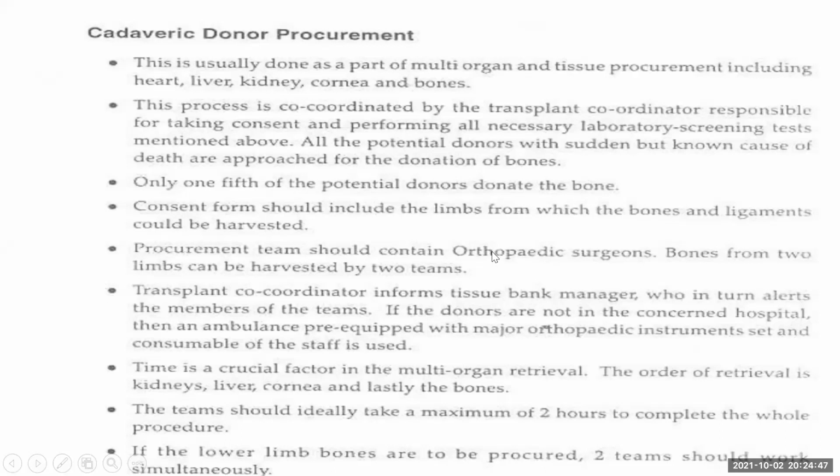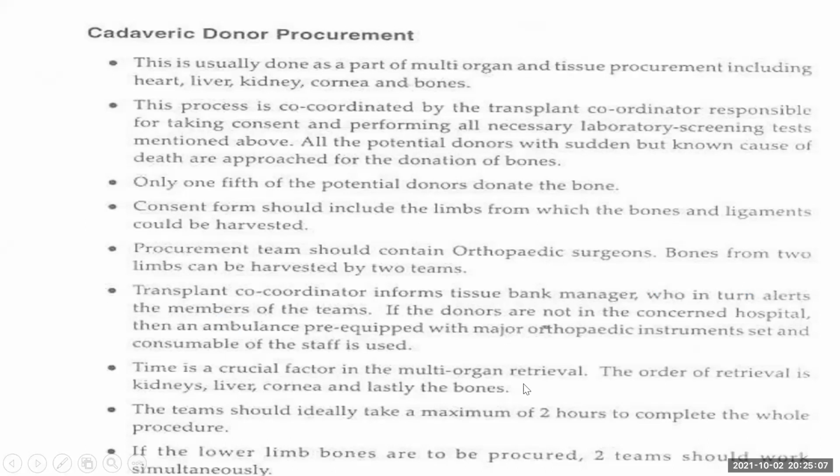The procurement team should contain 2 orthopedic surgeons. Bones from 2 limbs can be harvested by 2 teams. The transplant coordinator informs the tissue bank manager, who in turn alerts the team. If the donors are not in the same hospital, then an ambulance equipped with major orthopedic instruments is used.